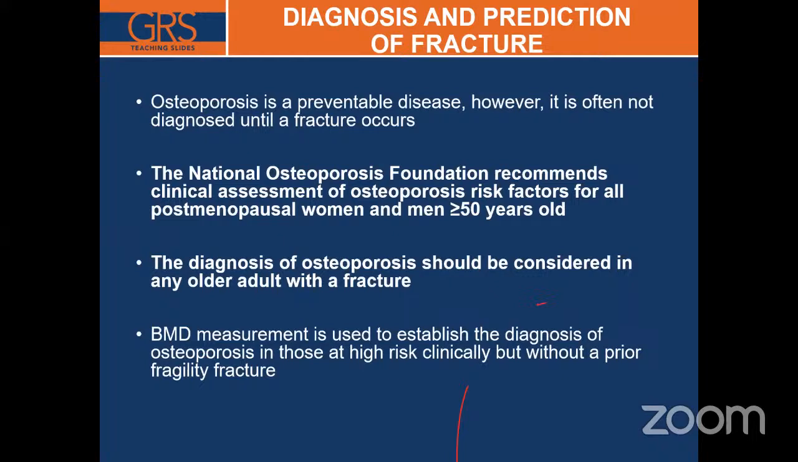Diagnosis and prediction of fracture. Osteoporosis is a preventable disease. However, it is often not diagnosed until a fracture occurs. Earlier, we said that the first clinical sign is usually the fracture. The National Osteoporosis Foundation recommends clinical assessment of osteoporosis risk factors for all postmenopausal women and men over the age of 50 years old. The diagnosis of osteoporosis should be considered in any older adult with a fracture.